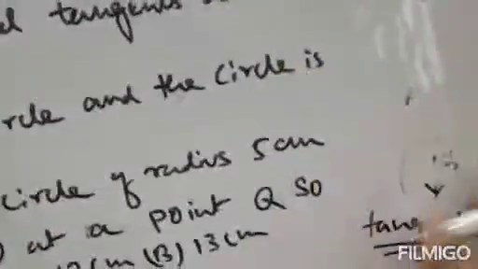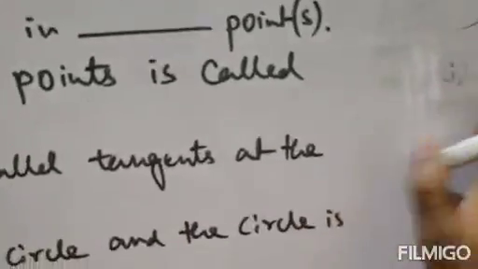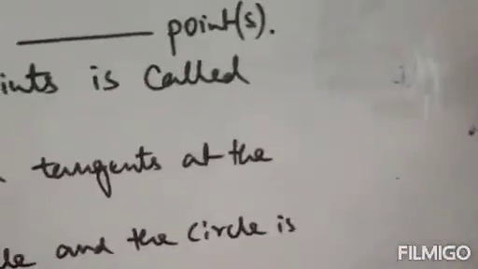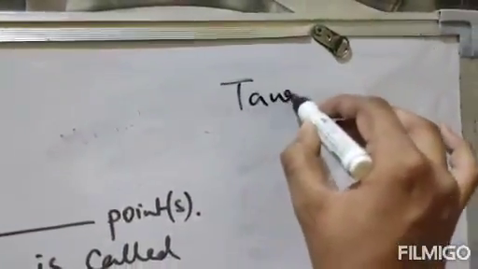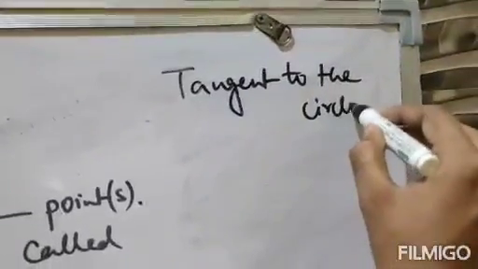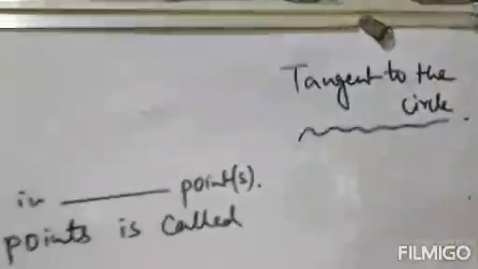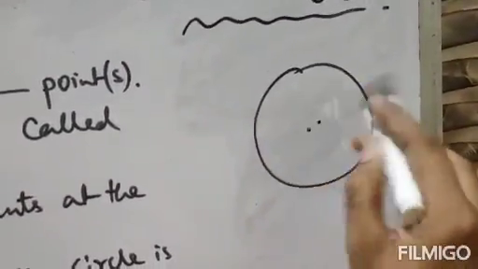Next we will discuss tangent to the circle thoroughly. So make a heading, that is tangent to the circle. So this is a circle, center is O.